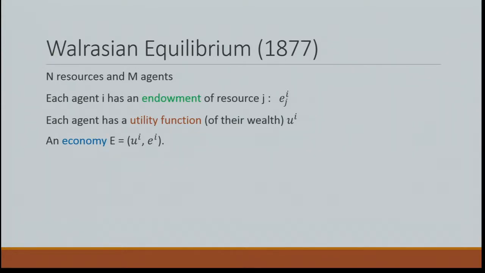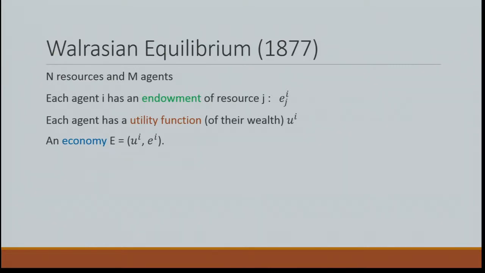So that's what an economy is, all right? There's the utility function of all the people or all the agents, and then this is their endowment. It's a vector. I've written E_i as the vector. Think of their endowment in all the J components. All right, so that's the economy to start with.